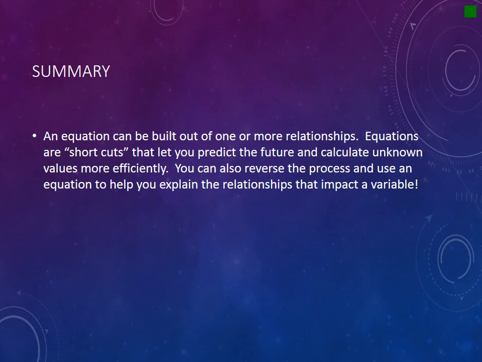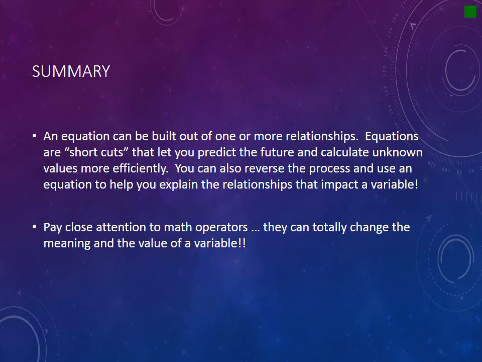So in closing, we can look at an equation as something that can be built out of one or even more relationships. Equations are shortcuts that let you predict the future and calculate values more efficiently. You can also reverse the process and use an equation to help you explain the relationships that impact a single variable. You should pay close attention to math operators. They can totally change the meaning and the value of a variable. So look out for those subscripts and pay attention to what they do.